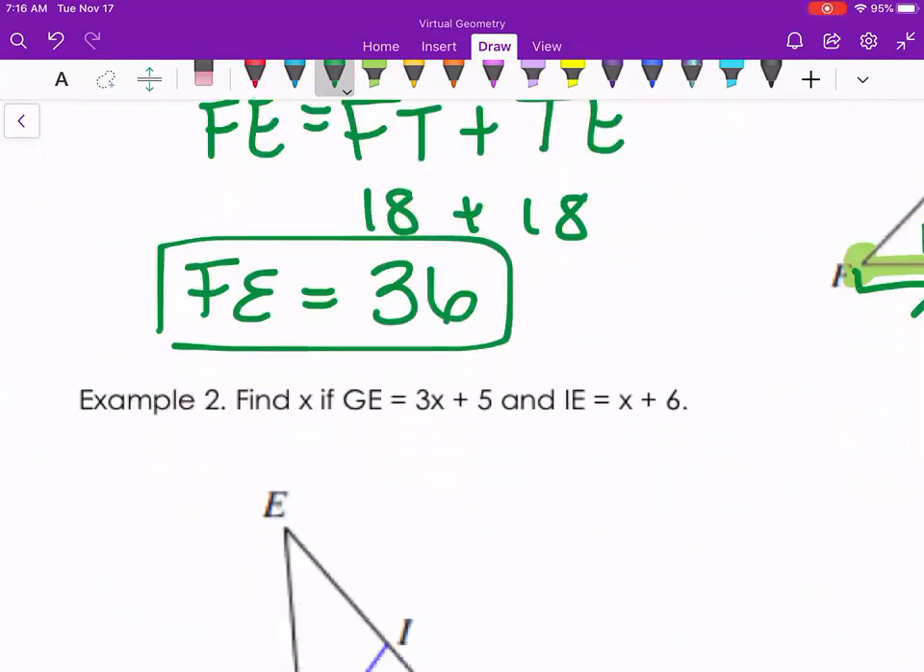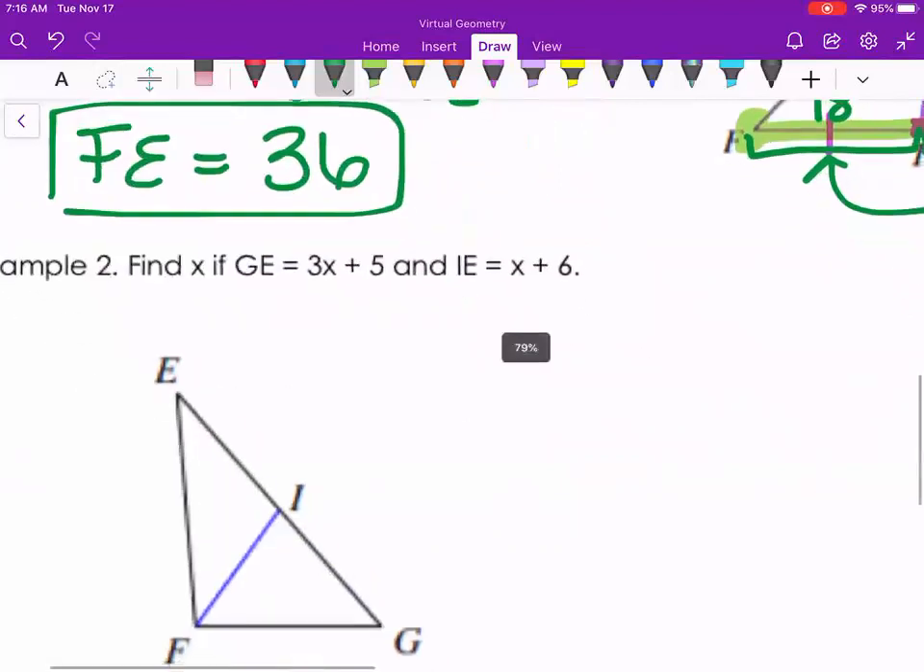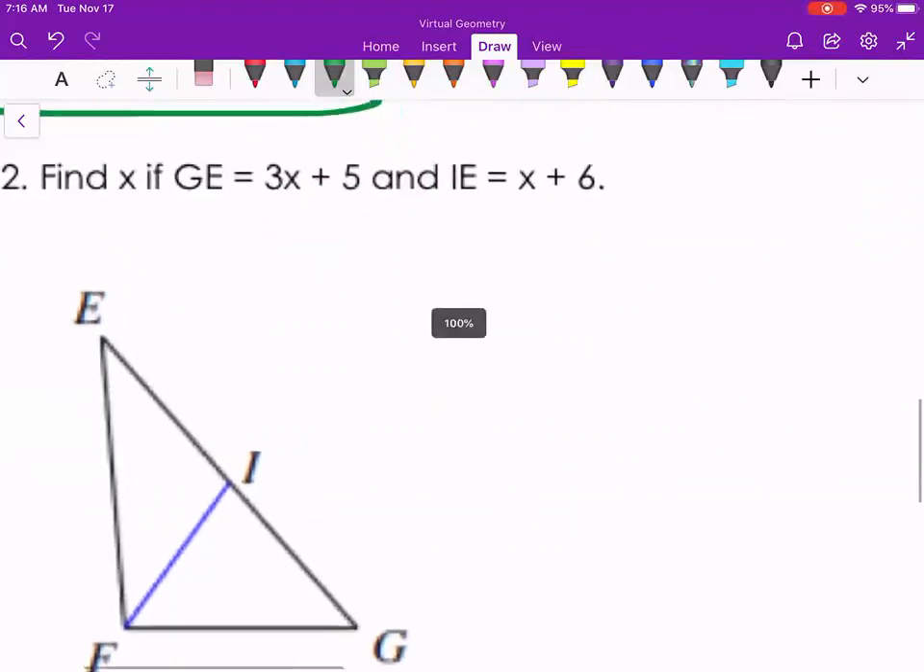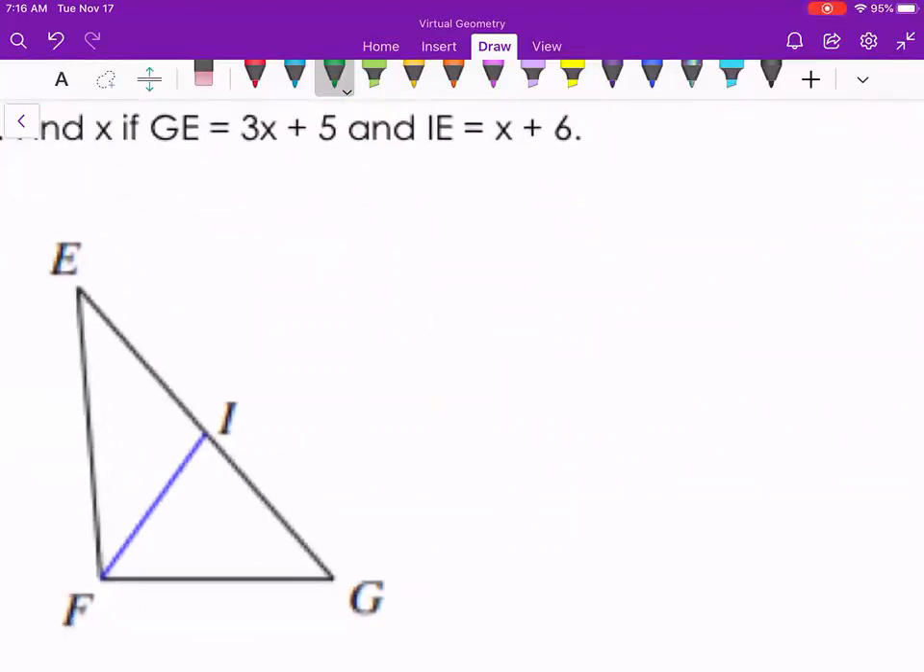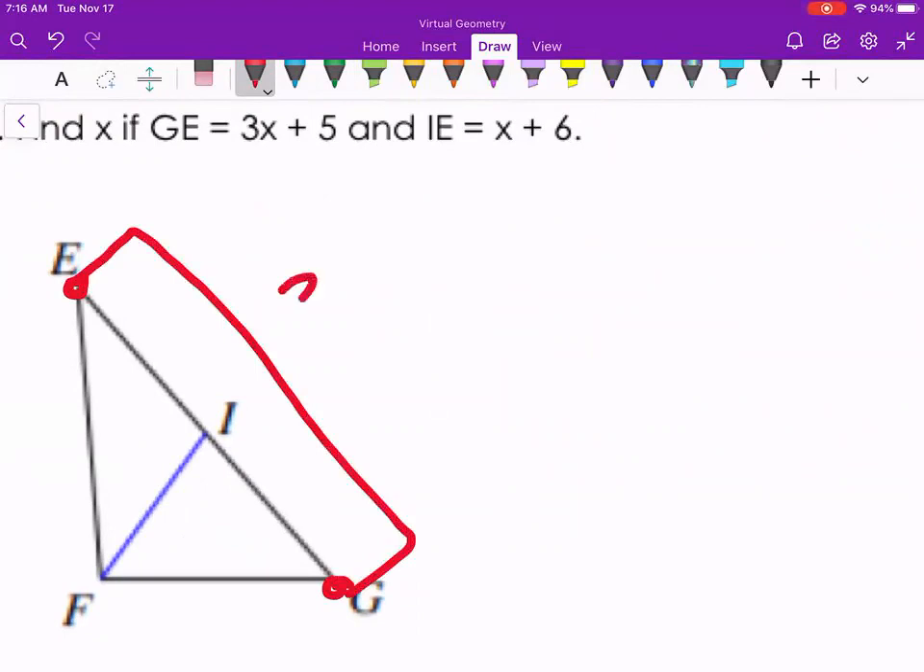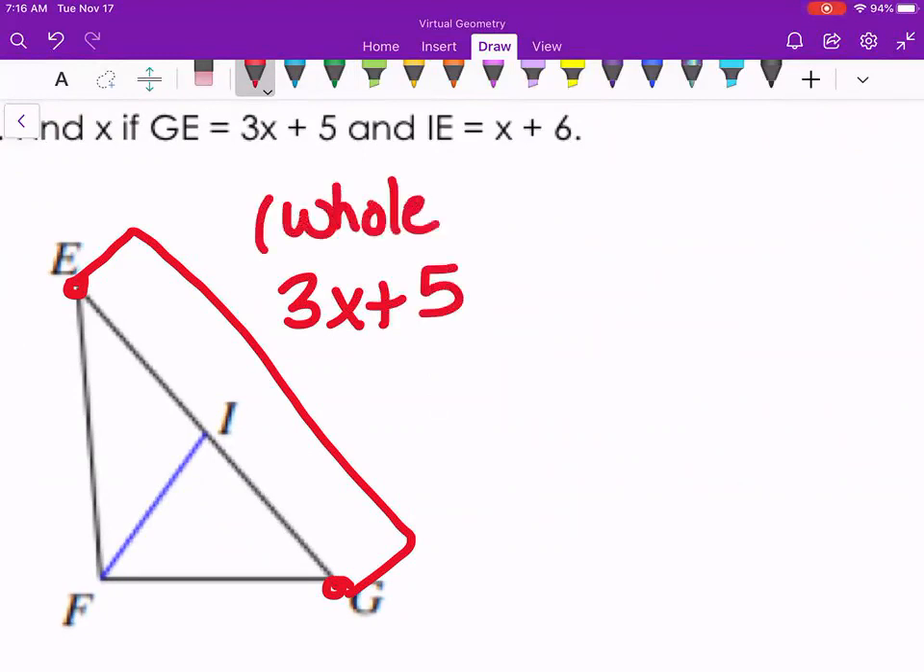Now, let's bring in some algebra and see what happens. So example 2, find x if G to E is 3x plus 5. So G to E, that's the entire way across. So that we remember, I'm going to call this the whole length. And IE is x plus 6. So it's just a part.